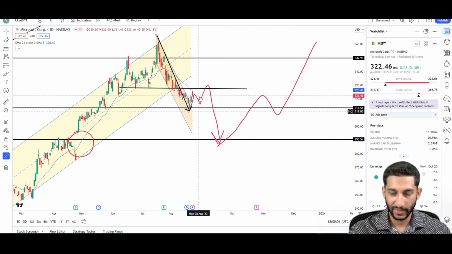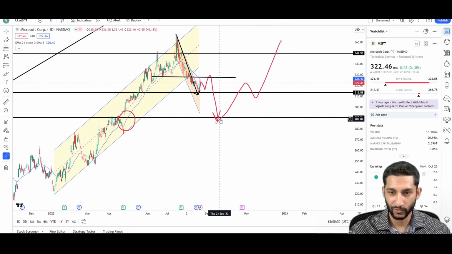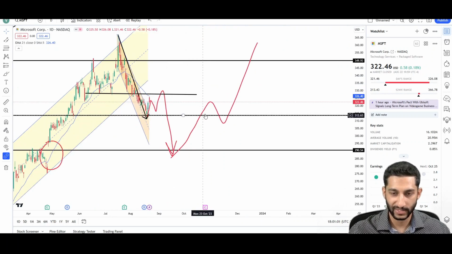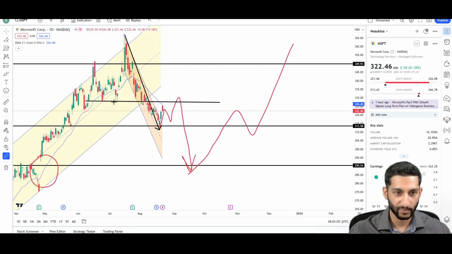So I'm expecting more downside for Microsoft, and then from there, look at what I drew. After we pull back further, then the uptrend will probably resume higher. So that's not going to occur until this downtrend is over. However, price action isn't 100%, or technical analysis isn't 100%.